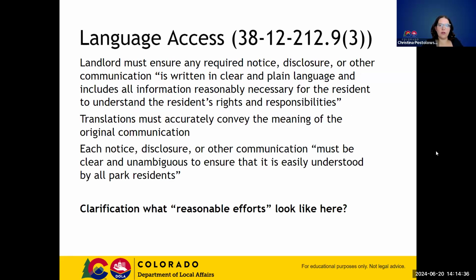Landlords must ensure that notices, disclosures, or other communications are written in clear and plain language and include all information reasonably necessary for residents to understand their rights and responsibilities. Translations must accurately convey the meaning of the original communication. And the communications must be clear and unambiguous to ensure they're easily understood by all residents. And these are requirements in state statute that go into effect on June 30th.